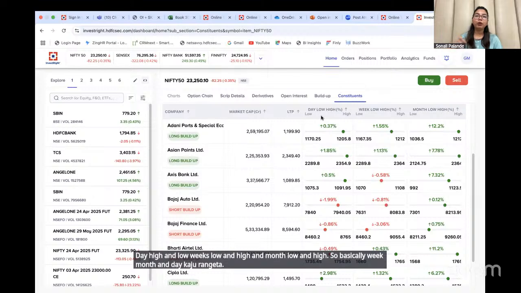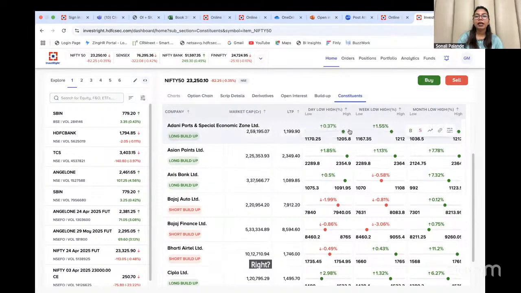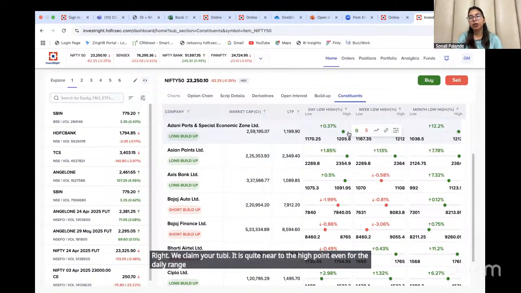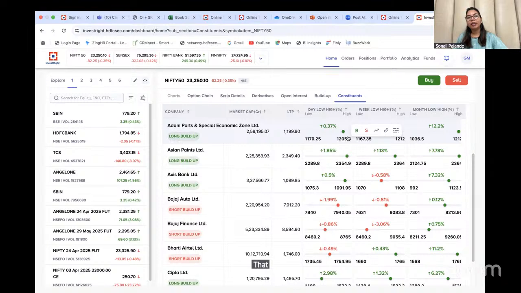And as compared to that range, where it is now. Okay, so now if you look at this first example, let's take Adani Ports, में हमें long built up देखने को मिल रहा है, right? अगर आप तीनों भी compare करोगे, monthly पर तो it is on the verge of a breakout, right? Weekly में अगर आप जाओगे तो भी it is quite near to the high point. Even for the daily range, at the closing it was trading at almost the high of the day, right? So this is how we get to understand what was the overall range for the past few days and where it is trading now.